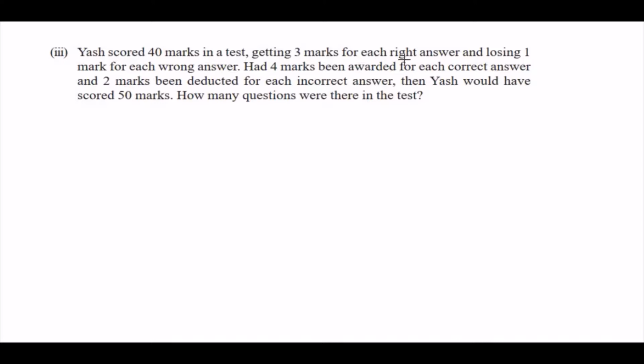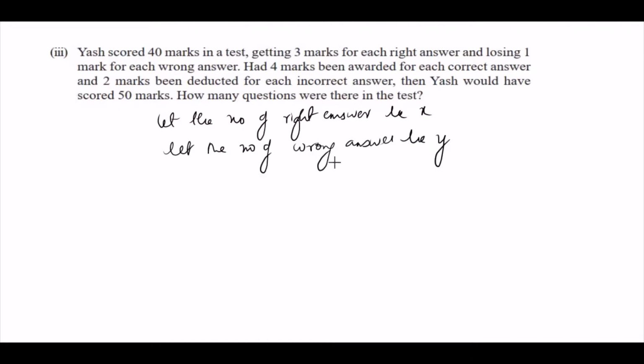So you have to take the number of right answers be x and the number of wrong answers be y. So let the number of right answers be x and let the number of wrong answers be y. When you total the number of right answers and wrong answers, you will get how many questions were there in the test. It's given Yash scored 40 marks in a test, getting 3 marks for each right answer and losing 1 mark for each wrong answer.